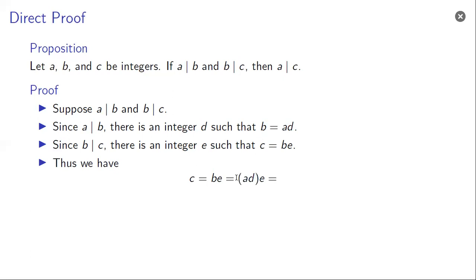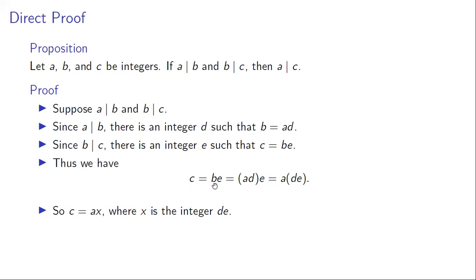So let's rewrite this as follows. C is equal to BE, which is equal to A times D times E. Again, B is the same thing as AD. But now we can rearrange the parentheses because it's just multiplication, so we can do it in any order we want. So this can be written as A times, in parentheses, D times E. Now look what we have. We have C being equal to A times X, where X is the integer DE.